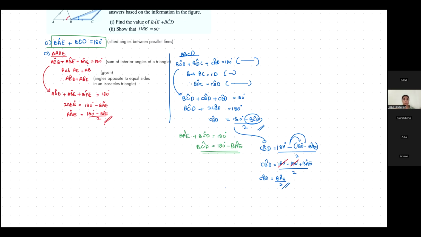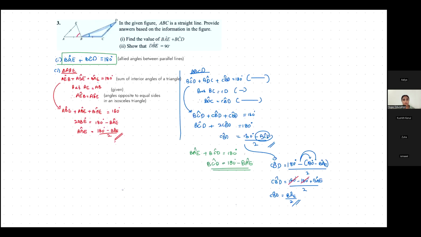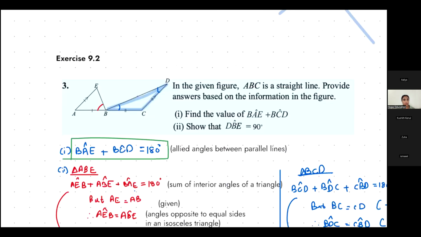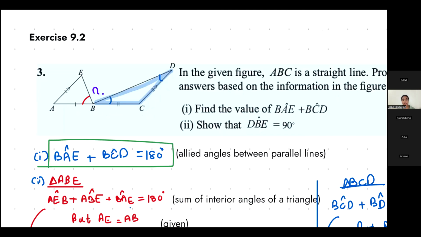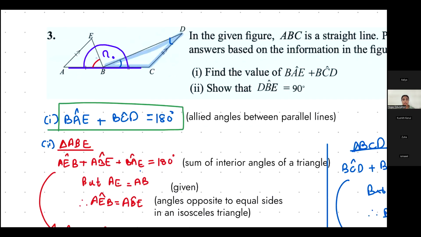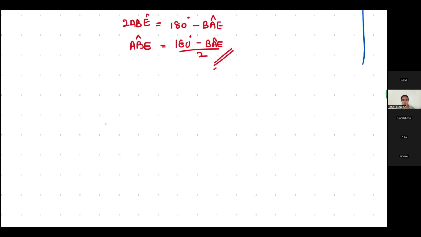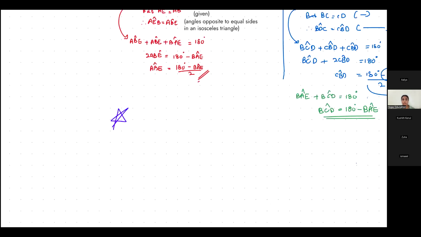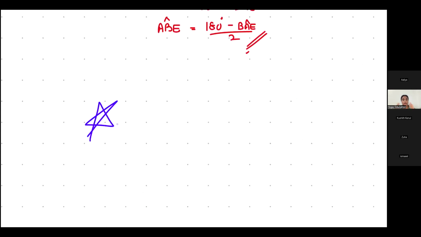Now comes the interesting part. Let's go back to the question. They are asking us to show that this angle is 90 degrees. We know that if we add all three of these, we get 180, because this is a straight line, right? Let's write that. ABE plus DBE plus CBD equals 180. Now we're doing the star of the question, the important, interesting part where everything comes together now.